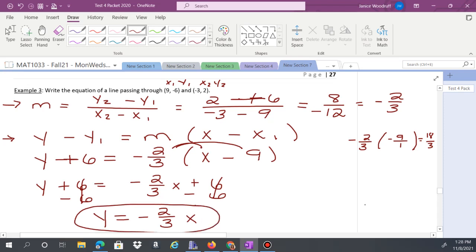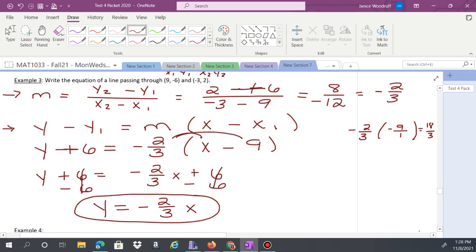So my slope is negative 2/3. What happened to the y-intercept? It is 0. Good. Okay, so if there's no plus b there, that's just a y-intercept of 0, 0.